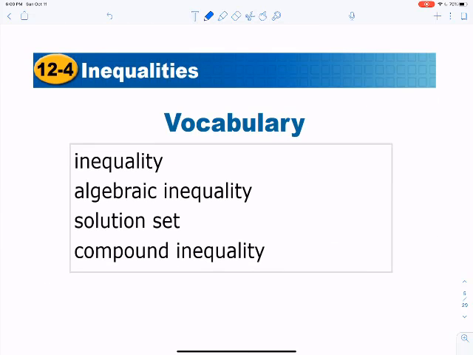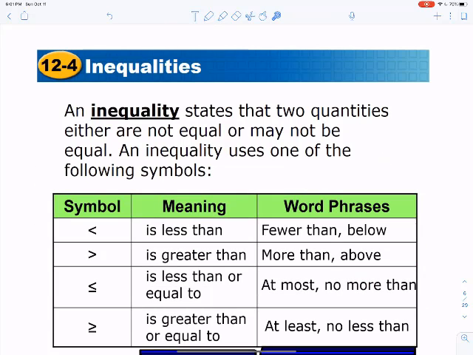So we've got some vocabulary that we have to know. We've got inequality, algebraic inequality, solution set, and something called a compound inequality, which is what we've got to learn about today. Let's first talk about inequality. I want you to write this down in your notes. It says an inequality states that two quantities either are not equal or may not be equal. An inequality uses one or more of the following symbols. What I need for you to write today is everything from the start all the way to the period. Write that in your notes. I'll give you a few moments to do that.